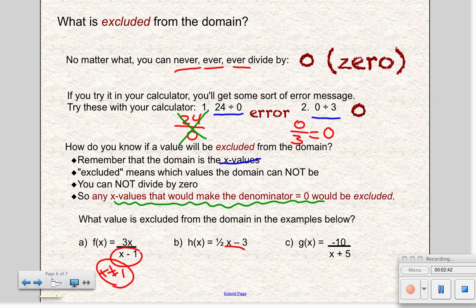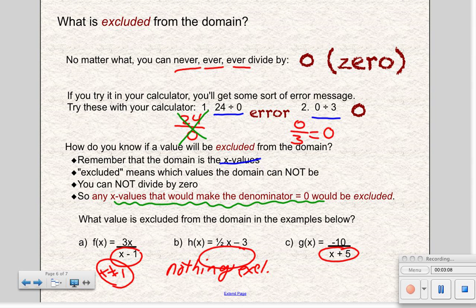Look at this next one. The only thing I'm worried about is the denominator. There isn't anything, so nothing is excluded. Okay, so nothing is excluded. Everything's okay. So I really only care if there is a variable in my denominator. Because if there's a variable in the denominator, that means there could be a chance that it might equal 0 sometime, and we can't let it.